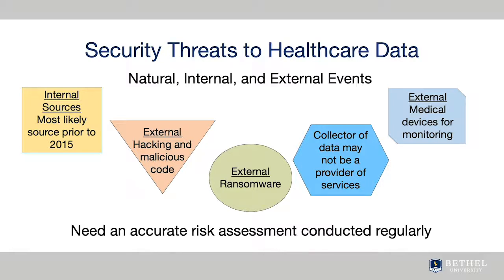Another area of vulnerability is internal sources. Prior to 2015, most security events were from internal sources, either unintentional or intentional. The most important prevention is to conduct a risk assessment. There are a number of toolkits from different organizations that are available. An advanced practice nurse should definitely be aware of safeguards in place and the policies and procedures to prevent and detect violations of security.